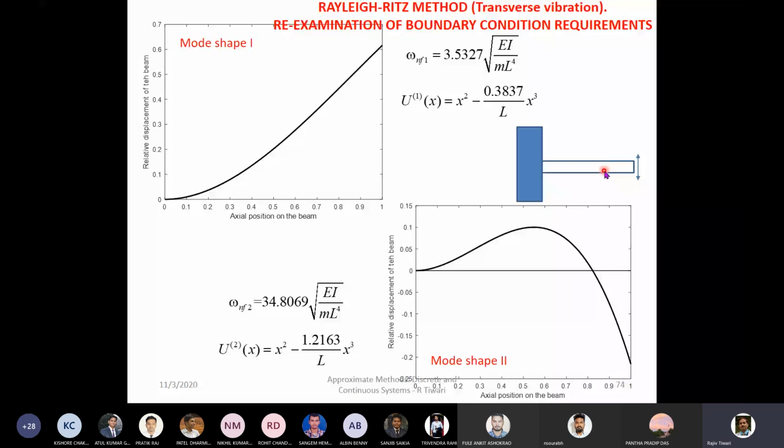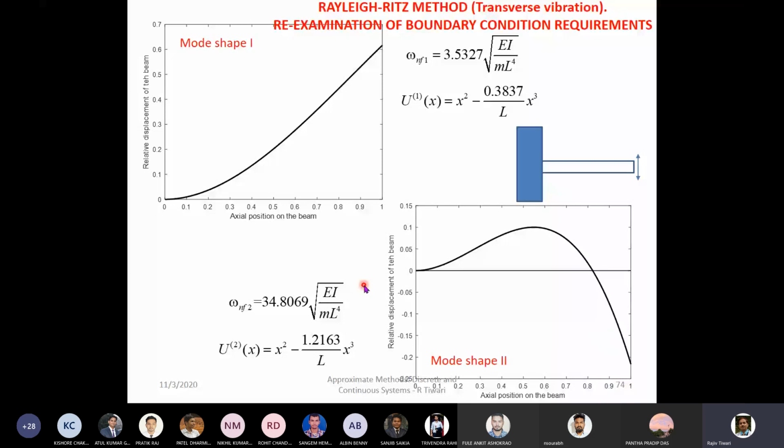If we go for the third natural frequency, there will be two nodes, one here and another closer to the free end. And how can we get the third natural frequency? We need to choose three admissible functions like x square, x cube, x4, or any other functions. In that way, we can get the third natural frequency and the corresponding mode shape also. So I'll stop here.